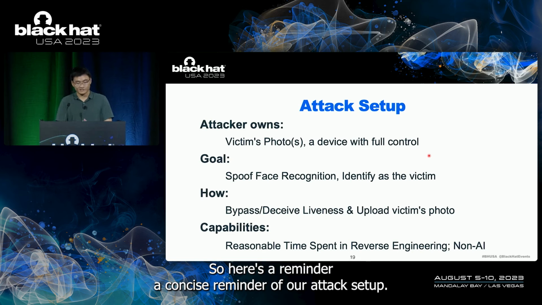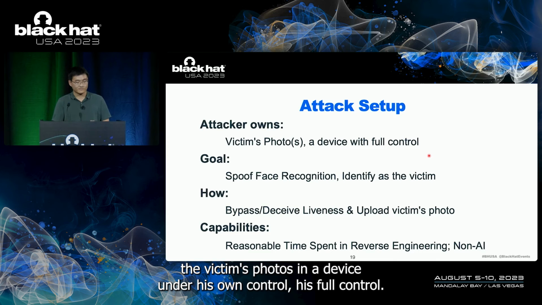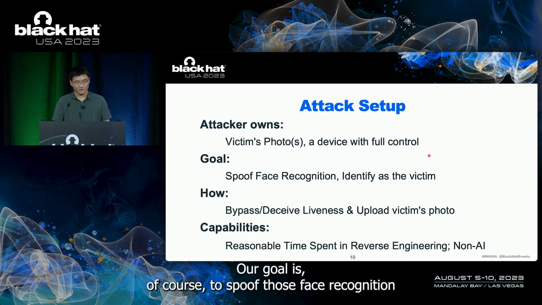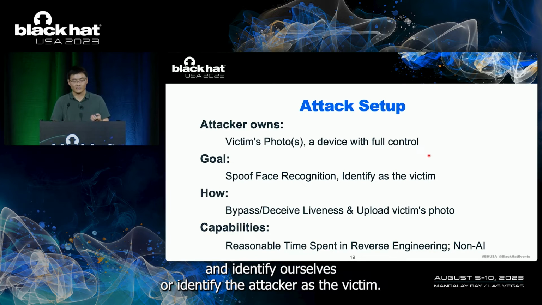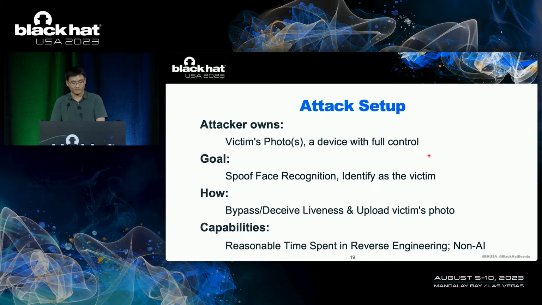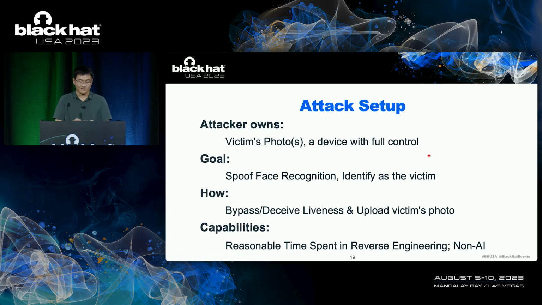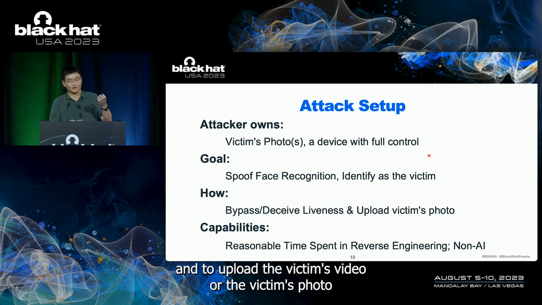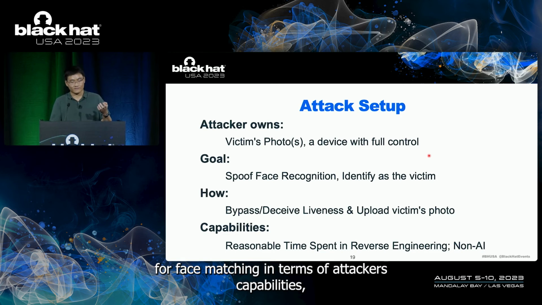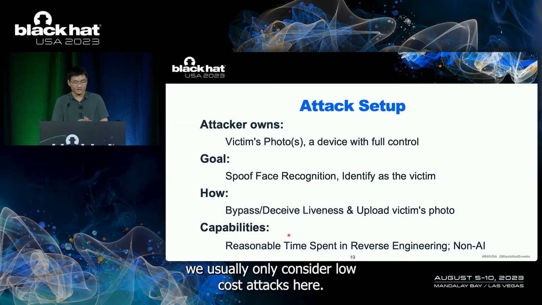So here's a concise reminder of our attack setup. As an attacker, we own the victim's photos in the device under our own full control. Our goal is, of course, to spoof the face recognition and identify the attacker as the victim. The general attack method is to bypass and deceive liveness and to upload the victim's video or the victim's photo for face matching. In terms of attackers' capabilities, we usually only consider low-cost attacks here.